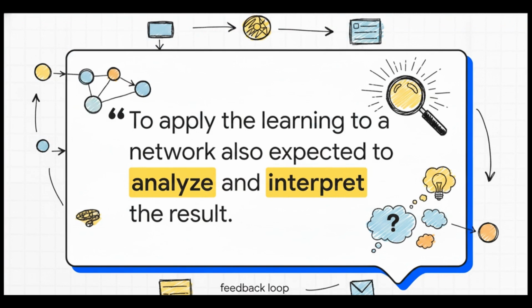Before we start playing around with algorithms, we need to know what the end goal is, right? And the crucial point here is that this isn't just about memorizing some abstract computational theories. The source material states it perfectly: to apply the learning to a network, also expected to analyze and interpret the result. So this objective is highly active. We aren't just firing data into the void. The real goal is to practically apply that learning to a network structure and then, crucially, actively analyze and interpret the results we get back. It's all about creating a feedback loop of genuine understanding.